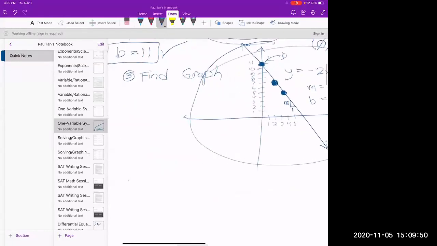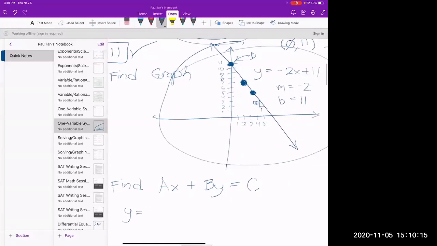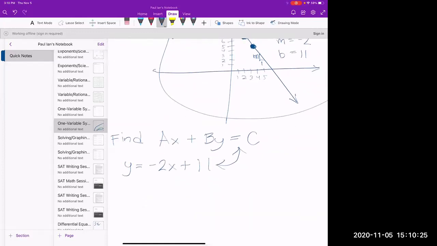All right. And then there's word problems, which I think is one of the best ones because then you can apply it. So the fourth thing to do here is find the standard form, ax plus by equals c. And how do we do that? We write the slope-intercept form first, right? Yeah. So y equals minus 2x plus 11. And then how do we get the standard form? What will we do first?